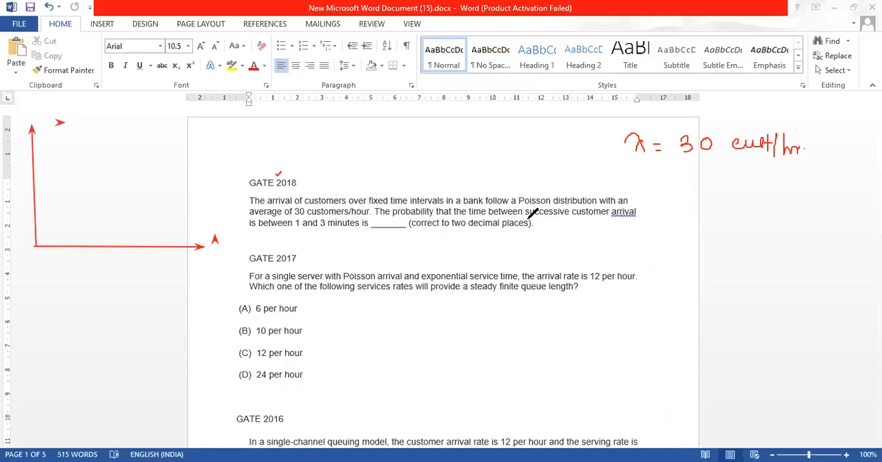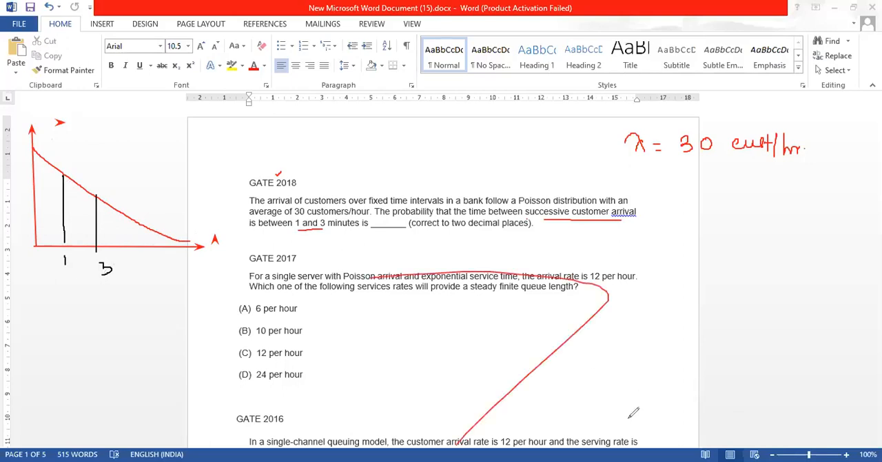Here, clearly, he mentions: what is the time between successive customer arrivals? That is, what is the probability that the inter-arrival time is between 1 minute and 3 minutes? He's talking about 1 minute and 3 minutes. Therefore, let this be the time interval of 1 minute, and let this be the time interval of 3 minutes.